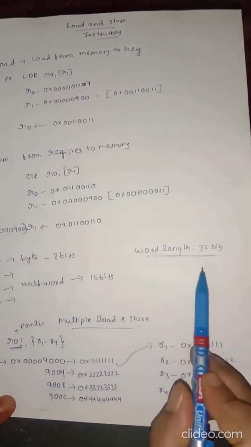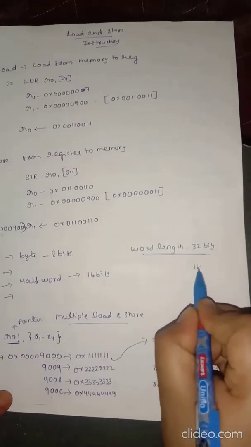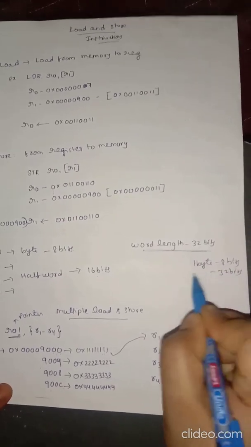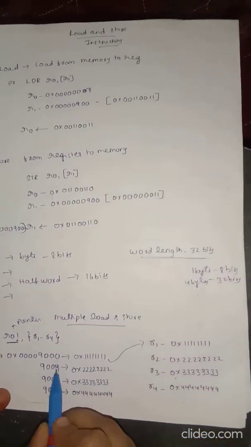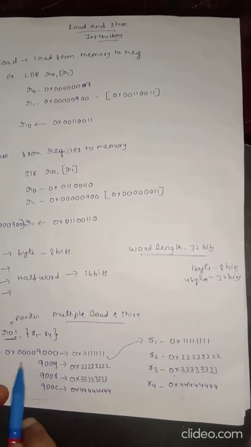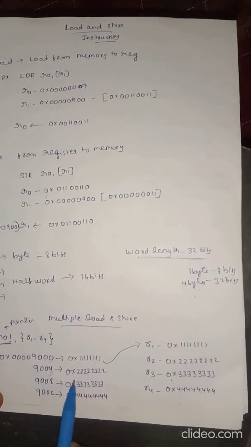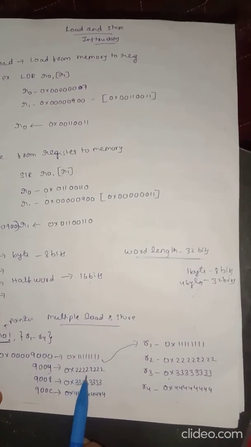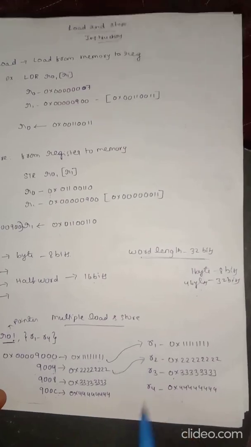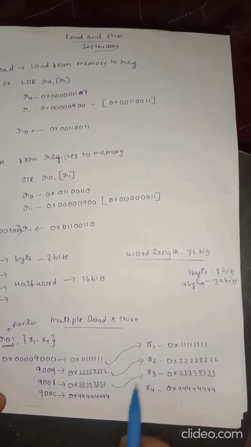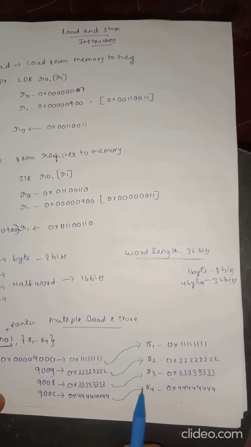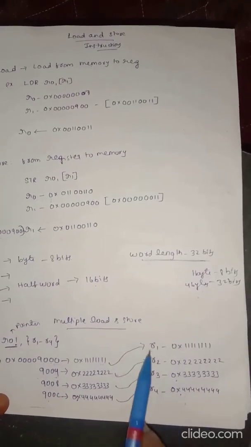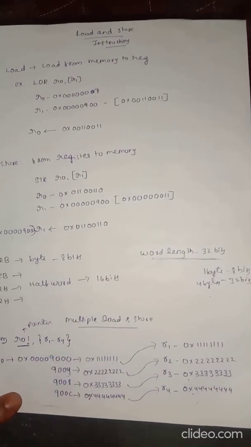Why 4 again? Because this is 32-bit. 1 byte is equal to how many bits? 8 bits. So 32 bits means 4 bytes. That's why you always have to add 4. Okay. So next it will point to the 9004 location. In the 9004 location what data are you having? All 2s. This will be loaded into which register? R2. Next, the 3s will be loaded into R3. Next, the 4s will be loaded into R4. Means I am loading the data from memory to registers R1, R2, R3, R4.